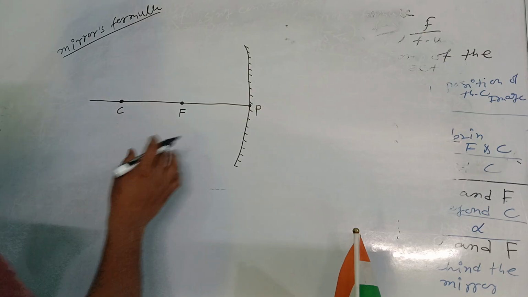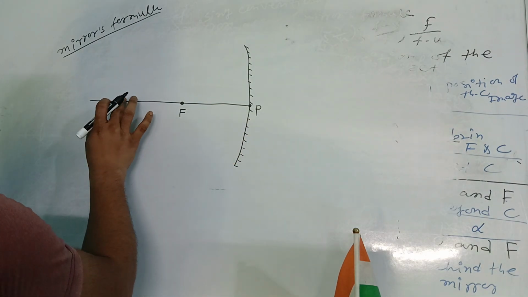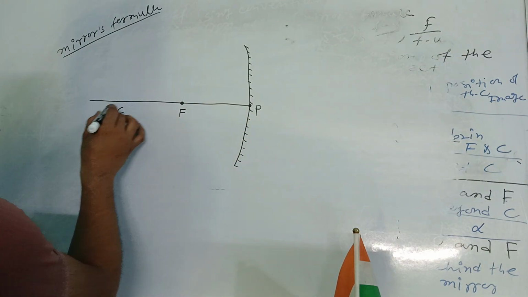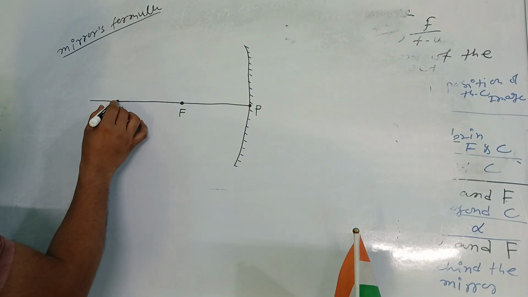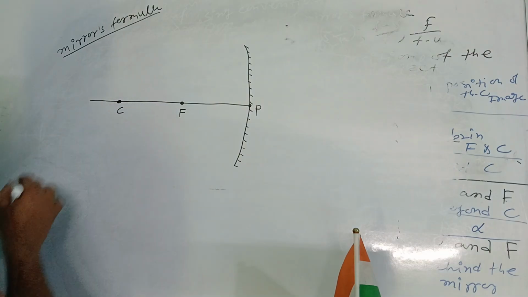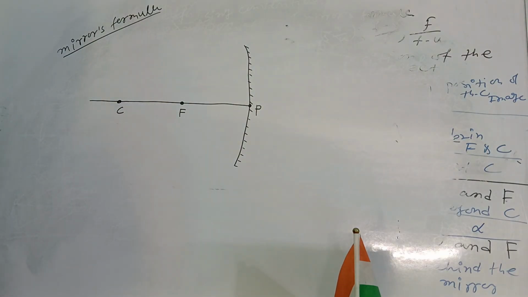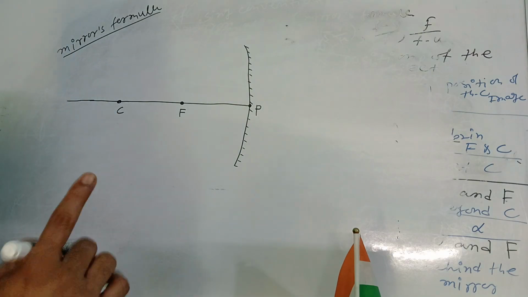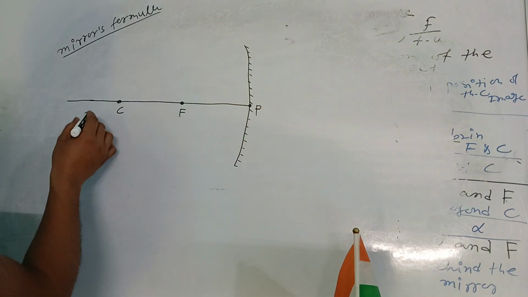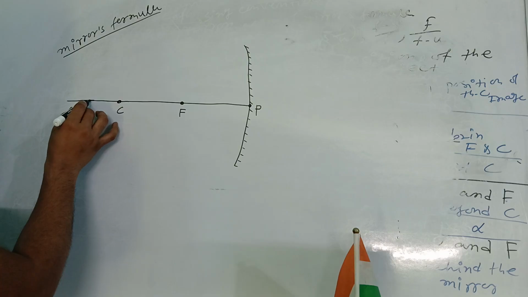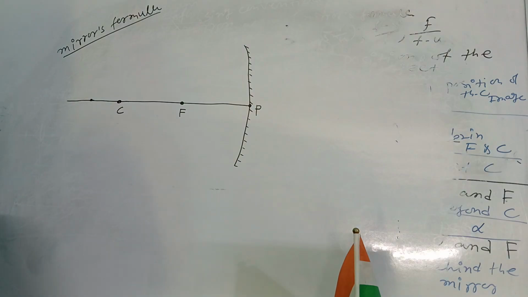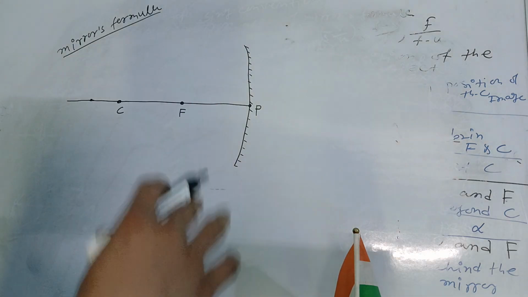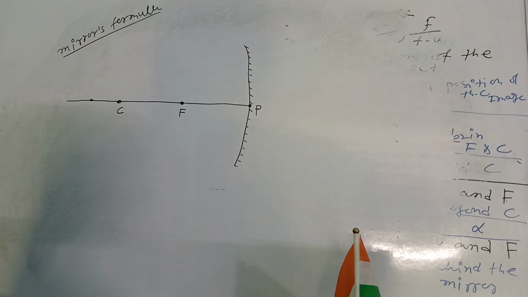We know PF and FC are the same. Let me put this point over here. So PF and FC are the same distance. Now, to prove this easily, let me place the object over here. So consider this is the object. Extended using an arrow or a dot, it does not matter.